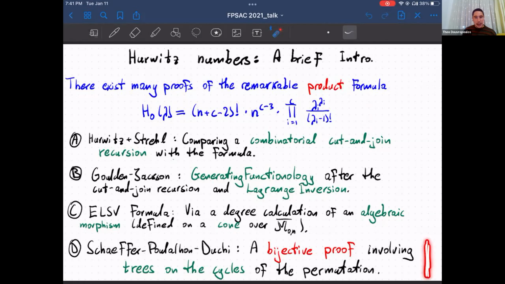Now, for us, the most important one is this really cute proof that is kind of a little bit unknown, or maybe not, I don't know, to as many people as I would like.